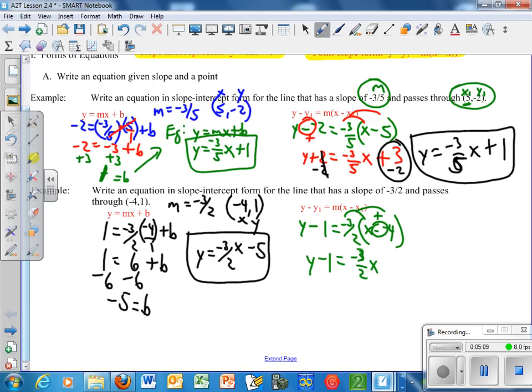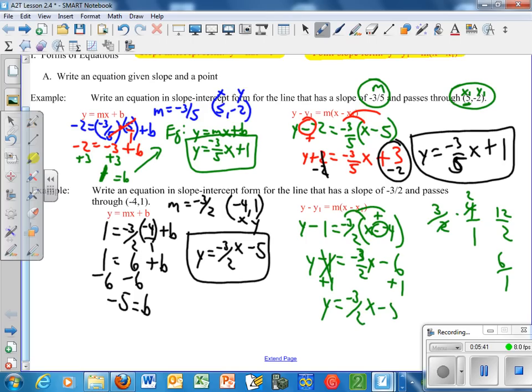and then 3 halves times 4. It's going to be positive there because that's going to be a minus, because we're distributing negative 3 halves. So it's negative 3 halves x, and then negative, but 4 over 1, you either have 12 over 2, which reduces to 6, or you could cancel first, 6 over 1, so it's just 6. So minus 6, and then we're going to add 1. We're going to add 1 to get y alone. So it's negative 3 halves x minus 5.